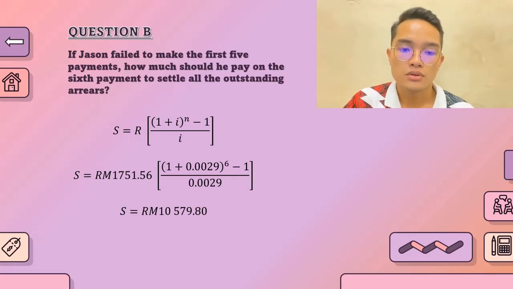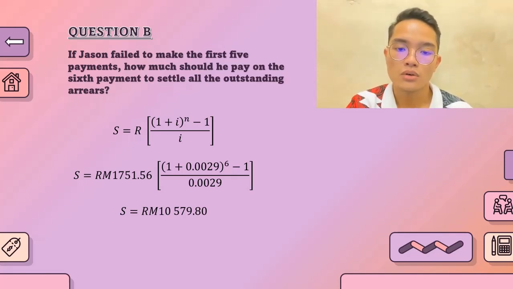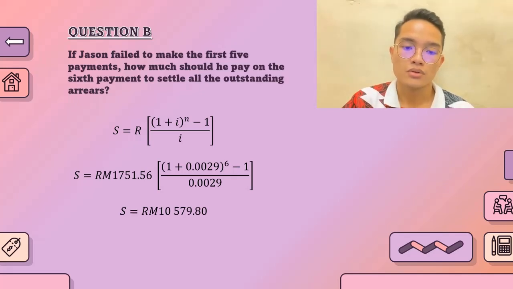So this is how we do it. S equal to 1,751 ringgit and 56 cents multiplied by open bracket 1 plus 0.0029 close bracket power 6 minus 1, over 0.0029. So the answer for this question is S equal to 10,579 ringgit and 80 cents. That's all from me.